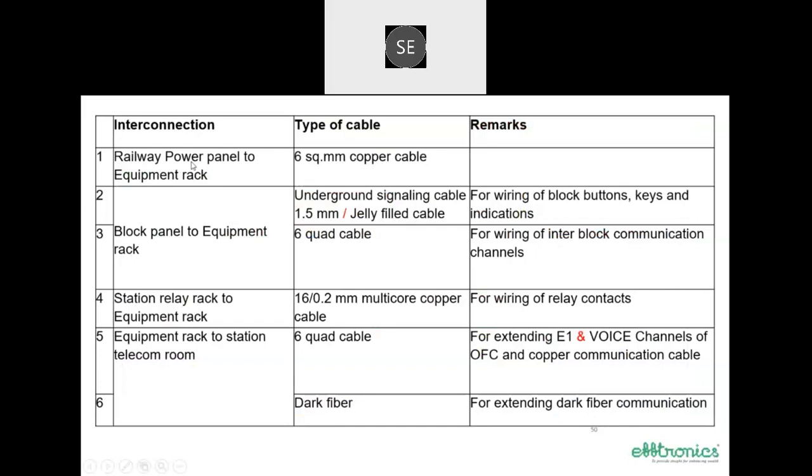Again, the same information is given here. From the power panel to the equipment, a 6 square mm cable; block panel to equipment rack, underground or jelly filled cable; station relay rack to equipment rack, 16 into 0.2 multi-core copper cable. So what type of cables are to be used for interconnection? Again, it is given here in detail along with their purpose.